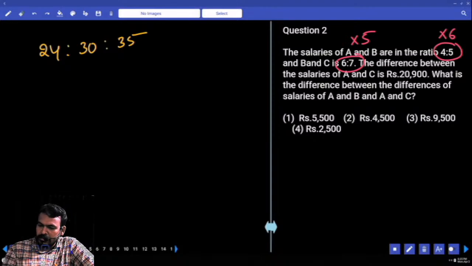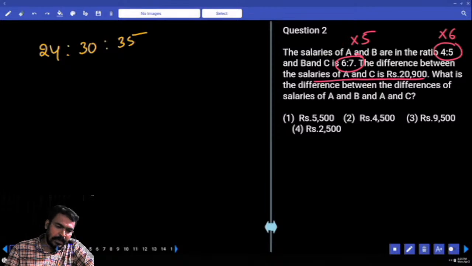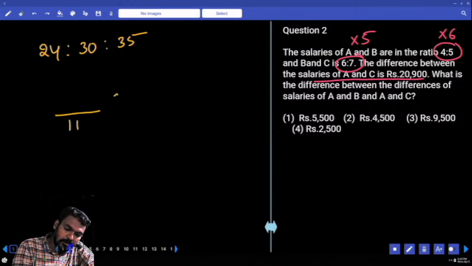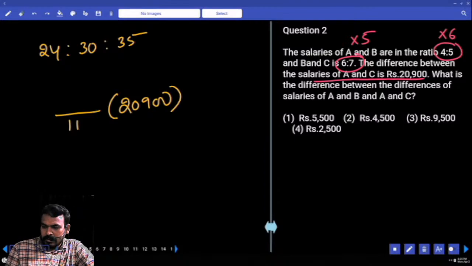5 times 7 is 35. That is the 3 numbers ratio. What is the next point? The difference between salaries of A and C is 20,900. A is 24 parts, C is 35 parts. Difference 11 parts. What is the 11 parts value? 20,900.